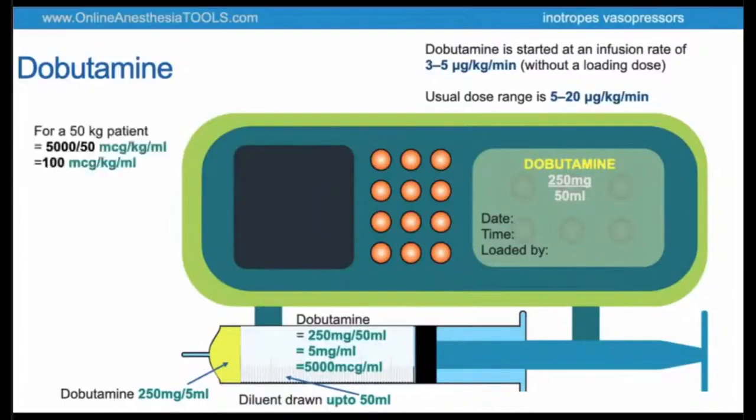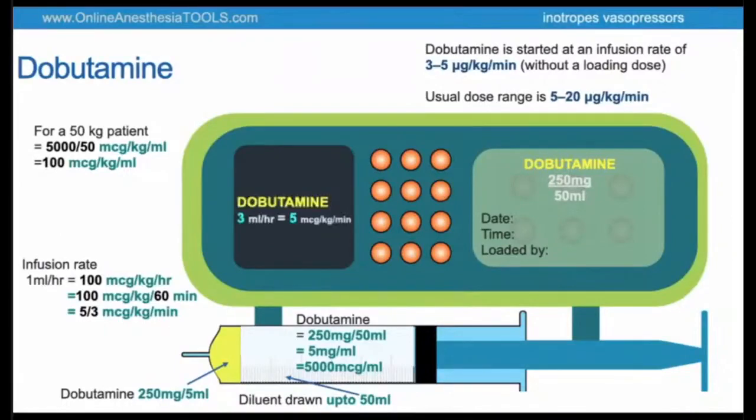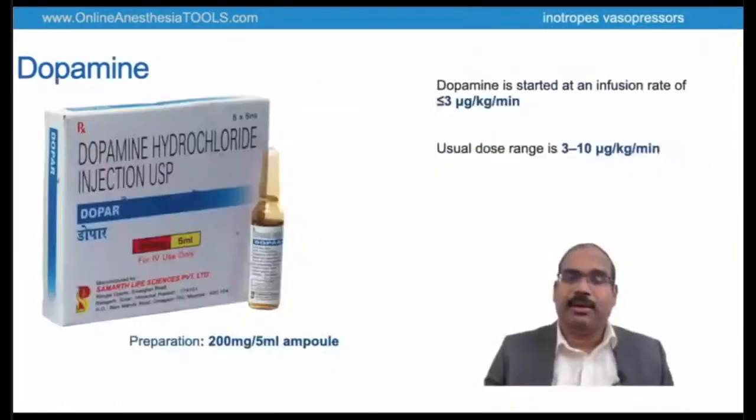Now imagine a 50 kg patient. So how much per kg? 5,000 per ml divided by 50 is 100 micrograms per kg per ml. Suppose you run the infusion rate at 1 ml per hour. 1 ml is 100 micrograms per kg, we know, per hour. So 1 hour is 60 minutes. So now it comes down to 5 by 3 micrograms per kg per minute, which can also be written as 3 ml per hour equals 5 micrograms per kilogram per minute, which should be clearly labeled along with your infusion pump syringe. It's a good practice to document the date and all.